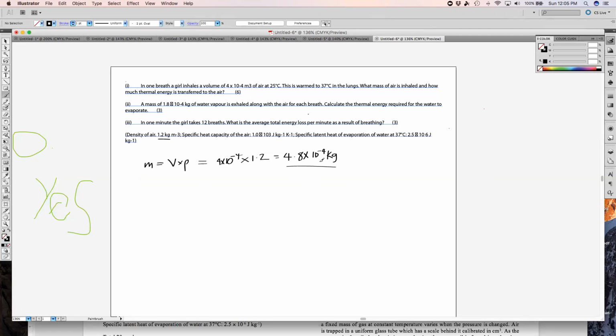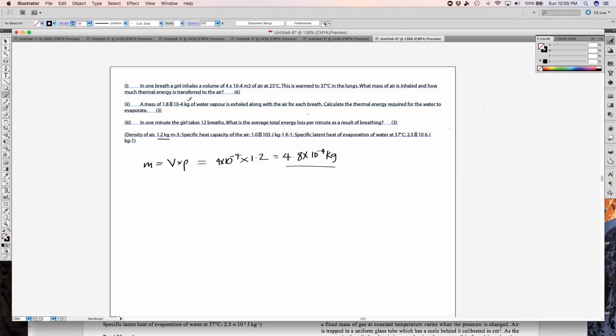All right, so that's the math, right? You clear on that? Okay. So that's the mass. That's the first part they want us to find. What is the mass of air inhaled? And the second part is how much thermal energy is transferred to the air. How much thermal energy, EH, is equal to what?